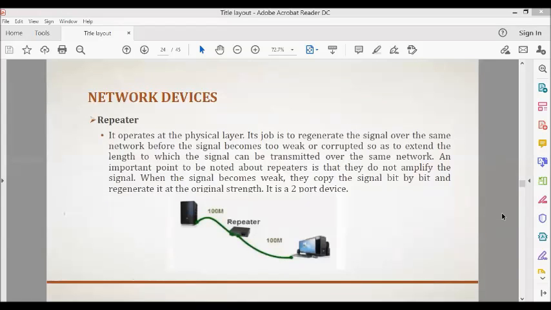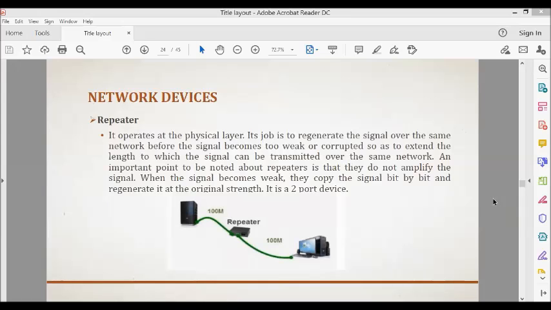So hardware devices that are used to connect computers, printers, fax machines, and other electronic devices to a network are called network devices. So these devices transfer data in a fast, secure, and correct way over same or different networks. So the first network device is the repeater.